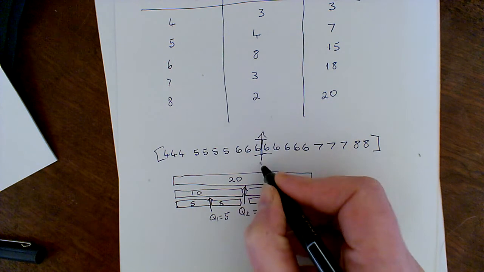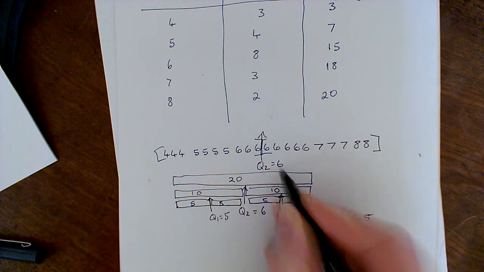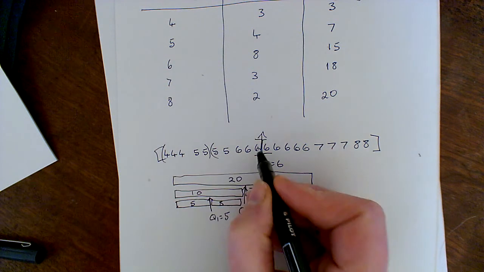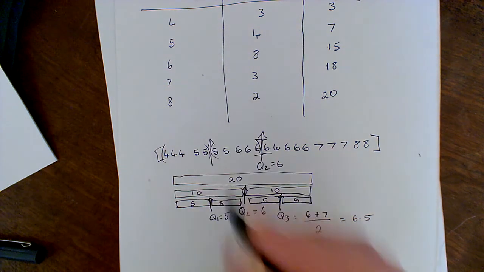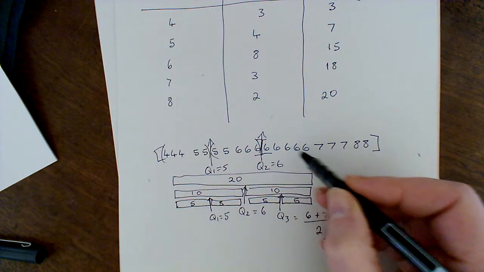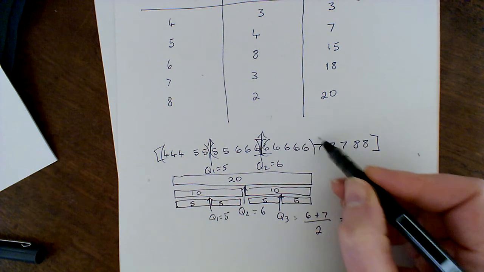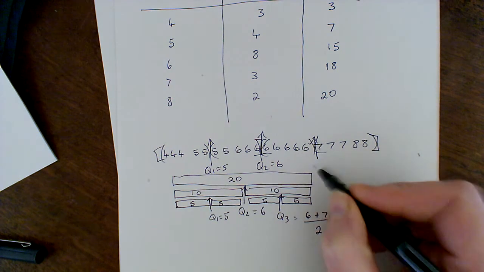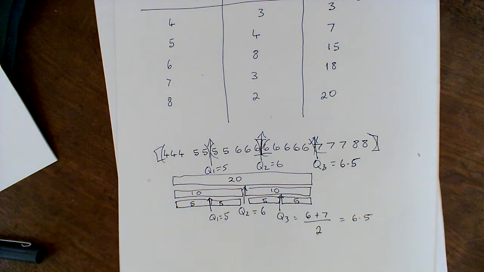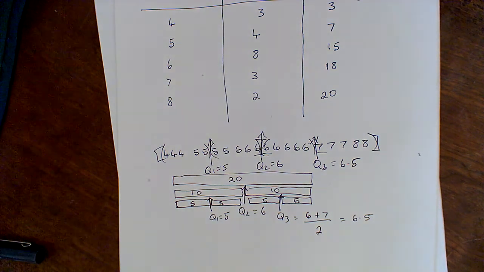You can see that Q2 is going to be halfway between 6 and 6, which is 6. 1, 2, 3, 4, 5. You can see that Q1 is going to be halfway between 5 and 5, which is 5. 1, 2, 3, 4, 5. And you can see that Q3 is going to be halfway between 6 and 7, which is 6.5. So either way is fine. It's just that the more numbers there are in the table, the longer it takes to write the list, and the more chance there is of me making a mistake, which is why I prefer not to do it.